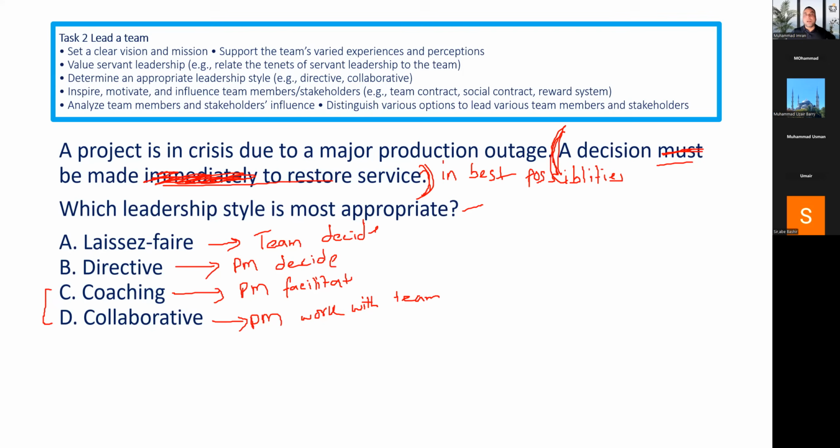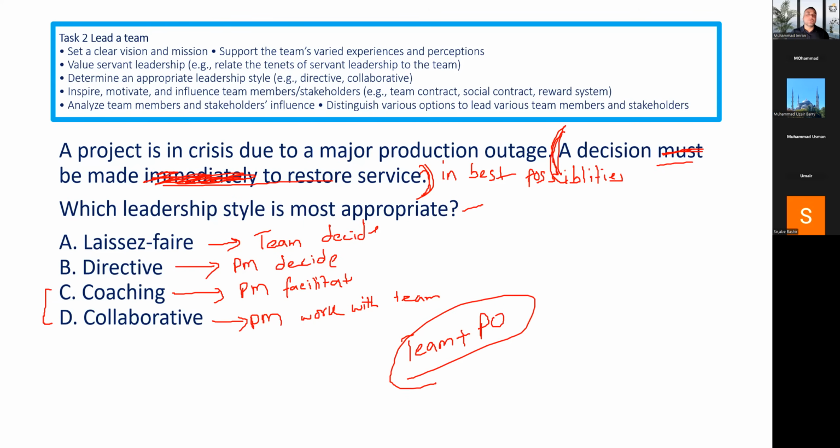A project is in crisis due to a major production outage, which means you are working on some deliverables of the project and you are releasing some. So it doesn't matter whether you are in predictive, adaptive, or hybrid. You need to understand the criticality of the decision. Although in adaptive, we know that the project manager can never make the decision. The team has to work with the product owner. So if the words product owner are not there, it means it's not adaptive, right?